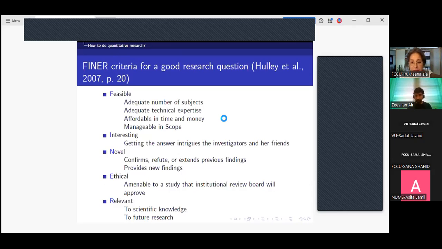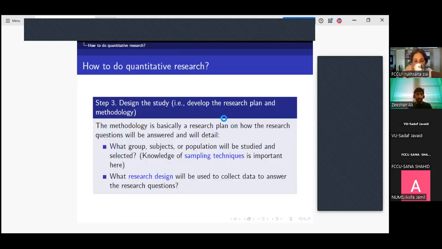So the third step is designing the study. So when we talk about designing the study, it means we have to develop the research plan and methodology. So the methodology is basically a research plan on how the research question will be answered, in detail. So in methodology, we are more interested to know what would be our research groups, what would be the subjects of our interest, what would be our population, and all the questions which usually come under the realm of the sampling techniques. I will discuss this in a moment, what the sampling techniques and sampling designs available are.